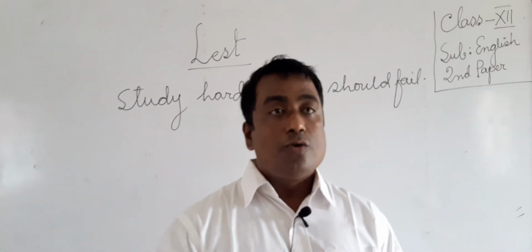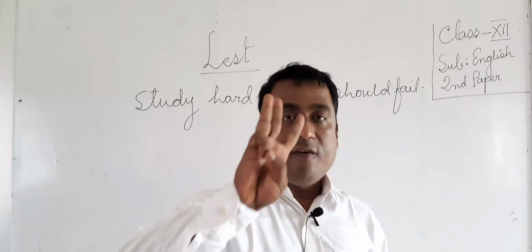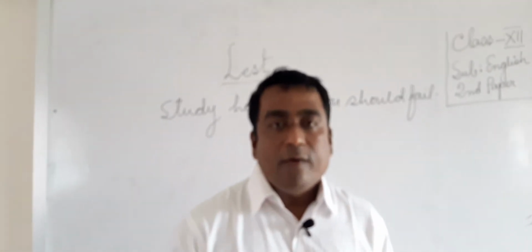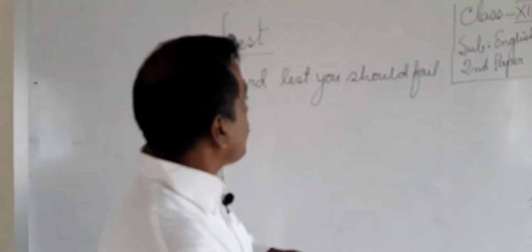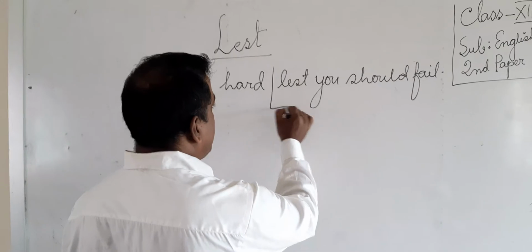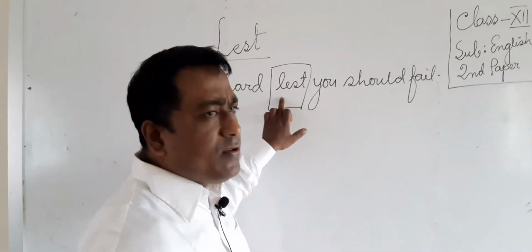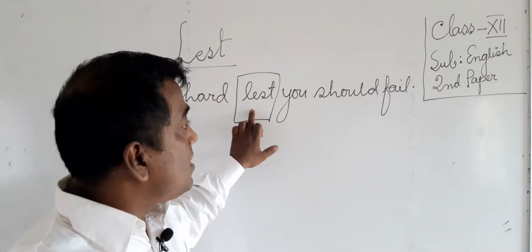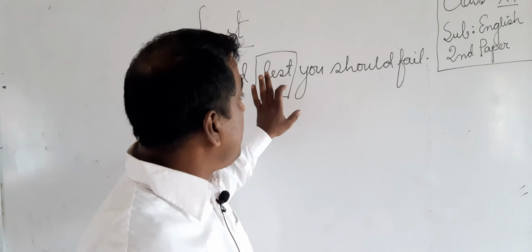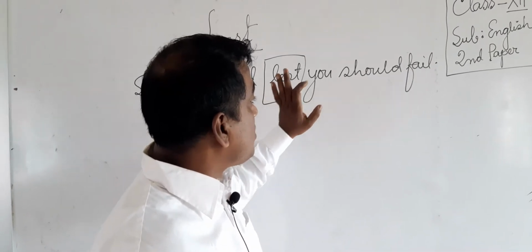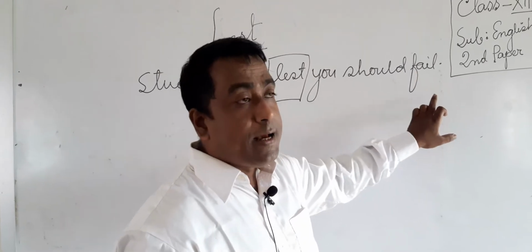Whenever you are going to make an answer with the use of lest, you will have to keep just 3 points in your mind. How many points? Just 3 points. First of all, according to the traditional rule of our country, lest itself, what is the meaning? Lest means for the fear that something bad might happen. Again, lest means for the fear that something bad might happen.